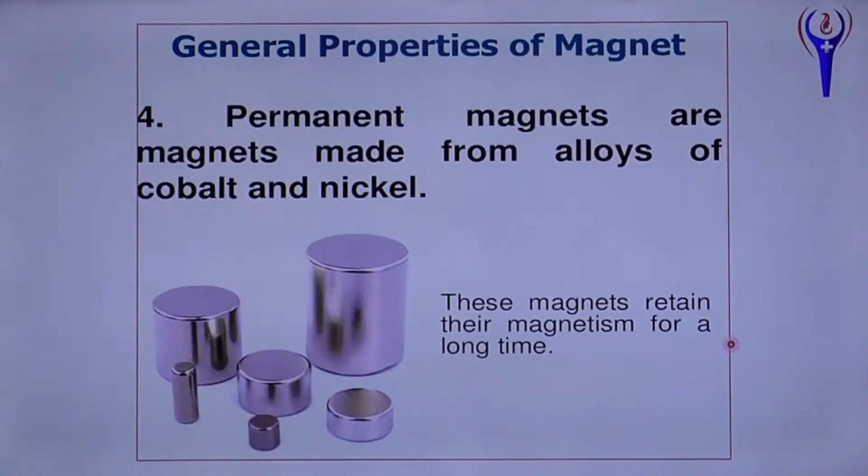Iron is Fe, cobalt is Co, nickel is Ni. And mostly permanent magnets are made up of cobalt and nickel only. And these magnets retain their magnetism for a long time. That is why we are calling it a permanent magnet.